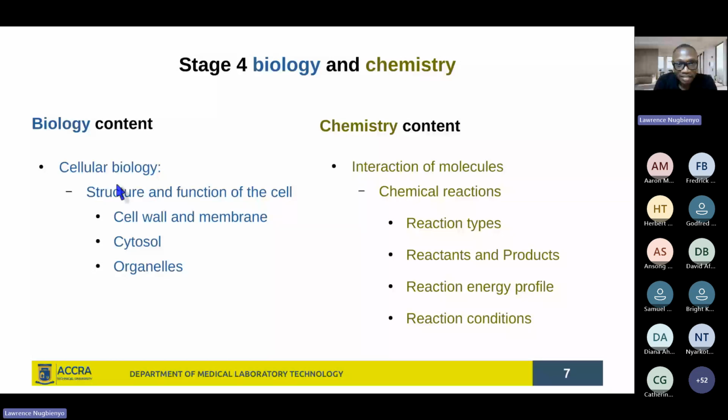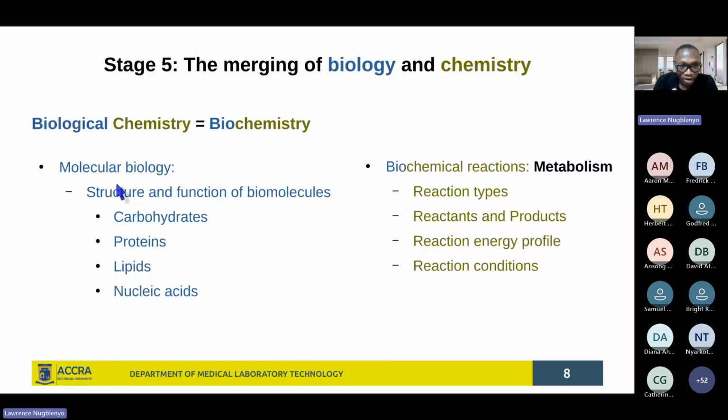Now, finally, biology and chemistry come to meet at a molecular level, because from that cellular level, you now want to see that. So if you take, for instance, a cell membrane, which molecules make up the cell membrane?